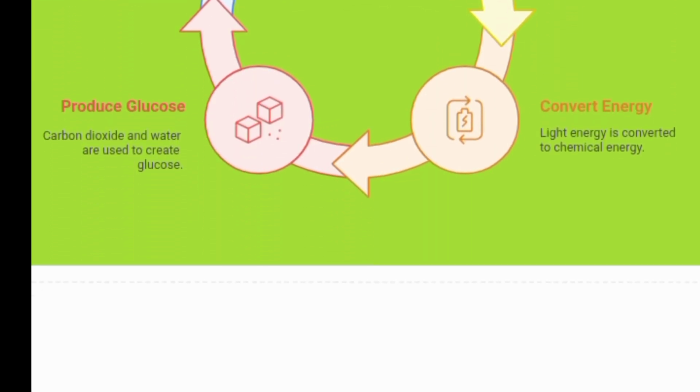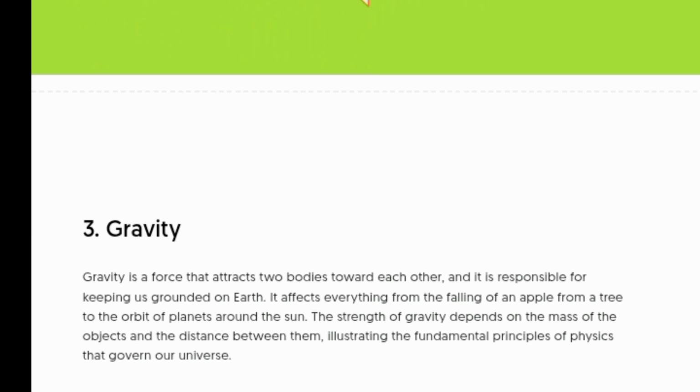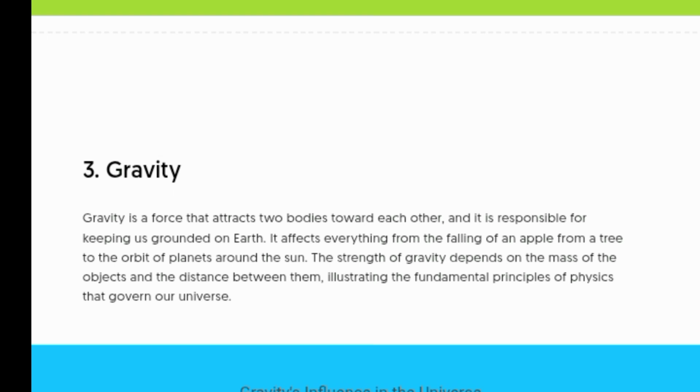Third phenomena is gravity. Gravity is the force that attracts two bodies towards each other, and it is responsible for keeping us grounded on Earth. It affects everything from the falling of an apple from a tree to the orbit of the planets around the sun. The strength of gravity depends on the mass of the objects and the distance between them, illustrating the fundamental principles of physics that govern our universe.